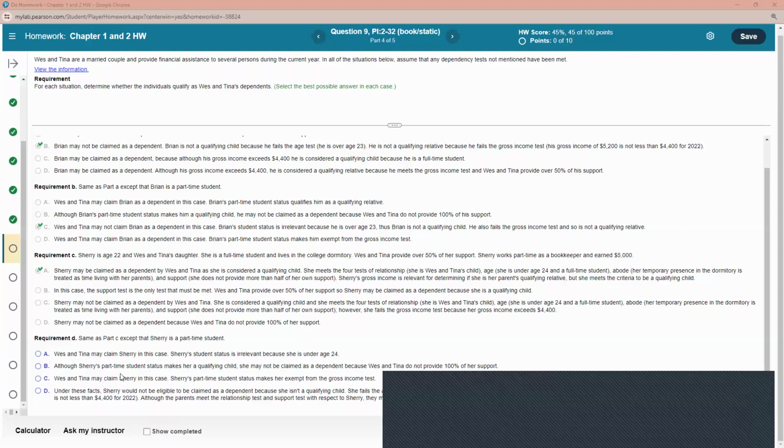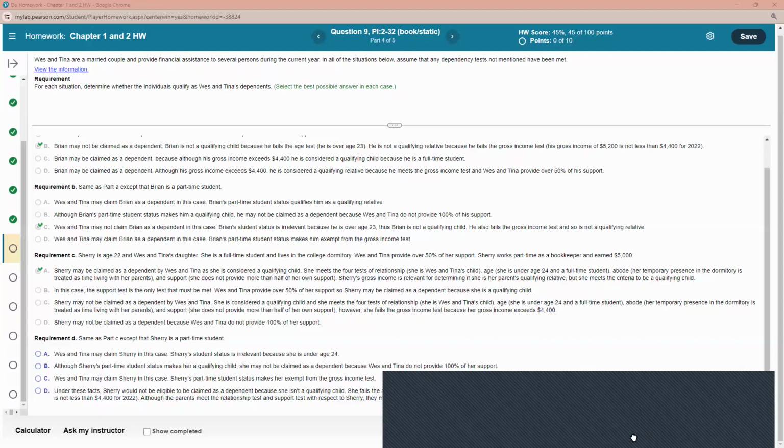Incorrect. B, although Sherry's part-time student status makes her a qualifying child, she may not be claimed as a dependent because Wes and Tina do not provide 100% of the support. Incorrect. C, Wes and Tina may claim Sherry in this case. Sherry's part-time student status makes her exempt from the gross income test.